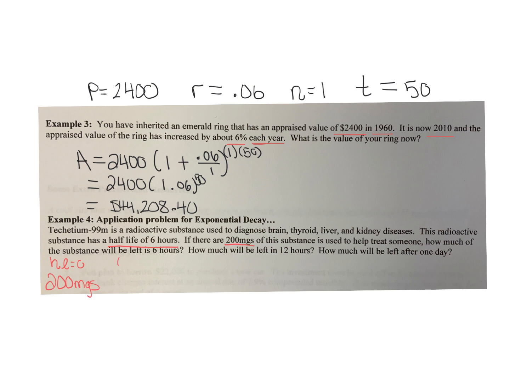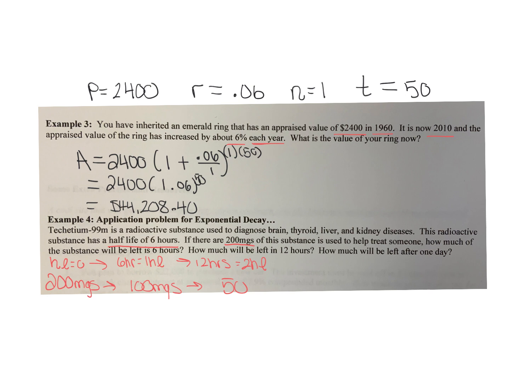How much substance will be left after 6 hours? So 6 hours, which is 1 half-life, the amount is going to halve. So I now have 100 milligrams. How much will be left after 12 hours? So now this is 12 hours. It's going to halve again. This means 2 half-lives have gone by. So I should have 50. How much will be left after 1 day?